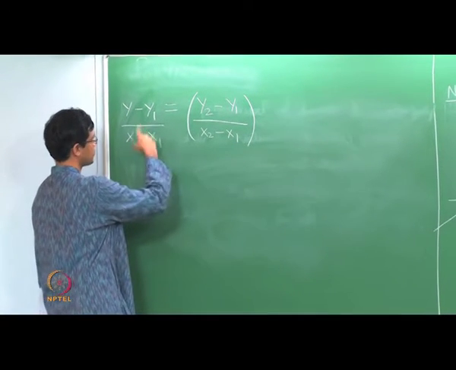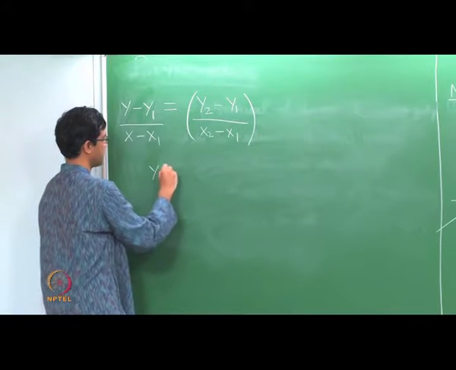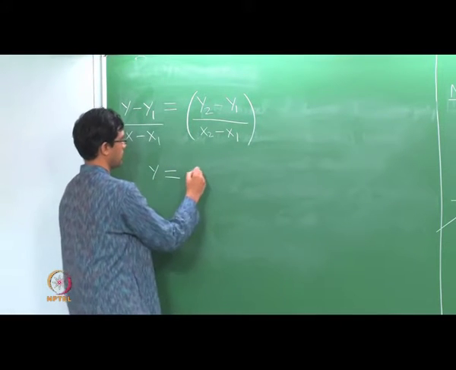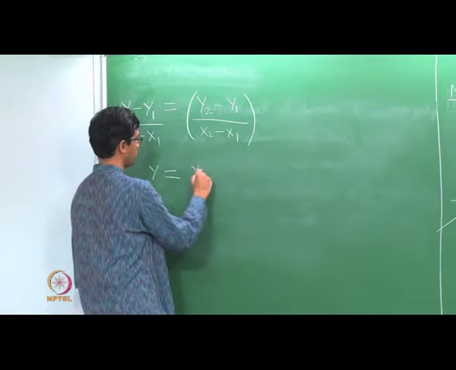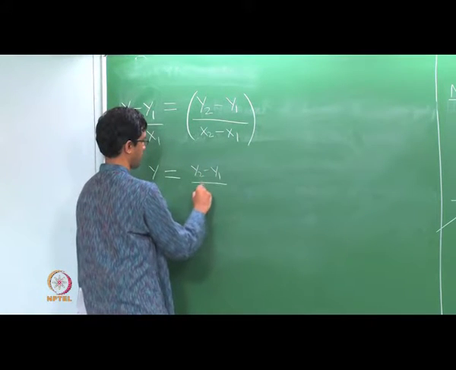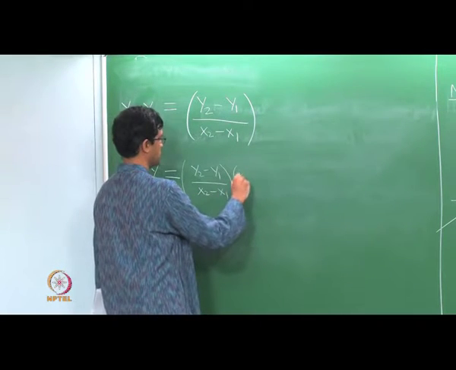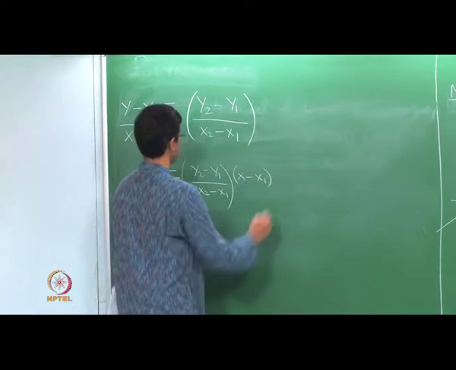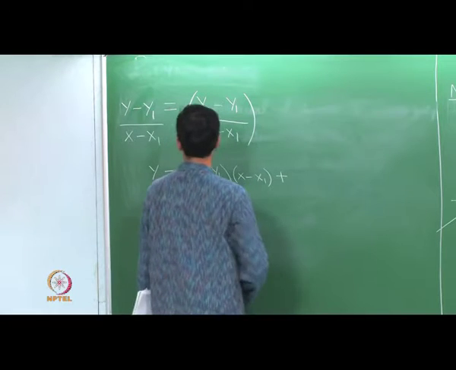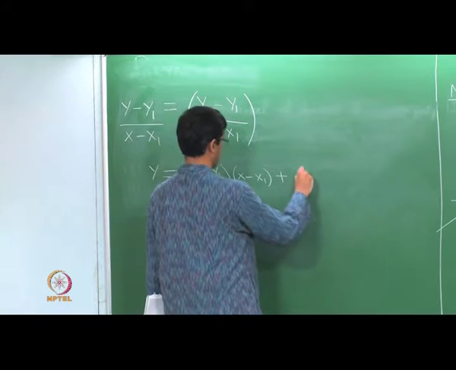Okay, so I'm going to write it as follows. I'm going to write it as y equals something. So I'm going to simplify this. So I'm going to get (y2 minus y1) times (x minus x1) plus, what do I get, plus y1.